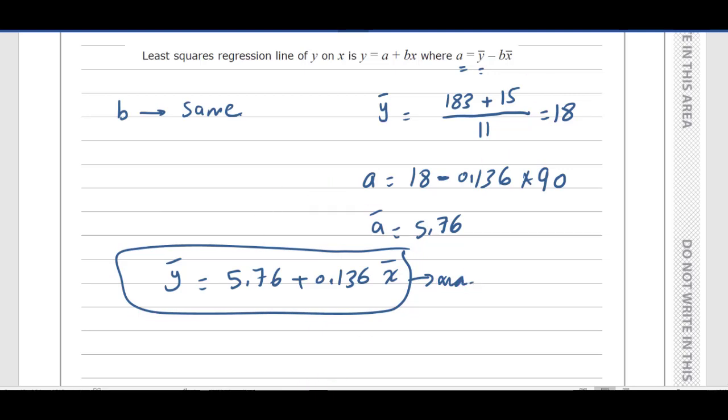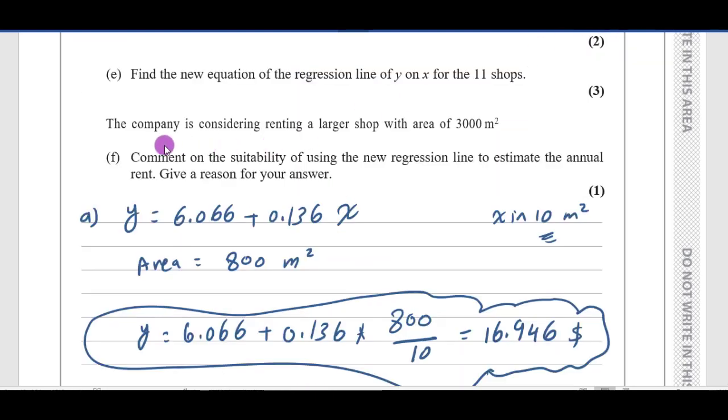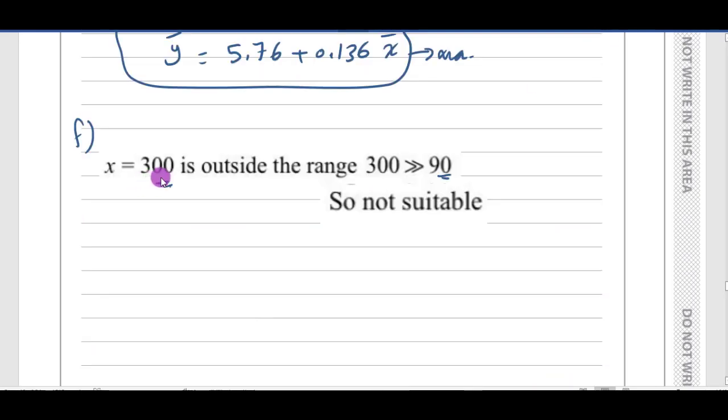Let us go ahead to another part. Now the company is considering renting a large shop with an area equal to 3,000 meters squared. Comment on the suitability of using the new regression line to estimate the annual rent, giving a reason for your answer. Since x is 300, which is very high and outside the range, because x bar is equal to 90, this equation is not suitable.